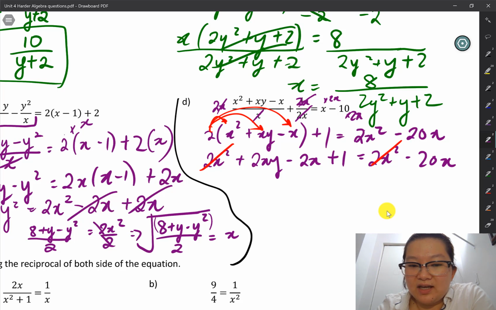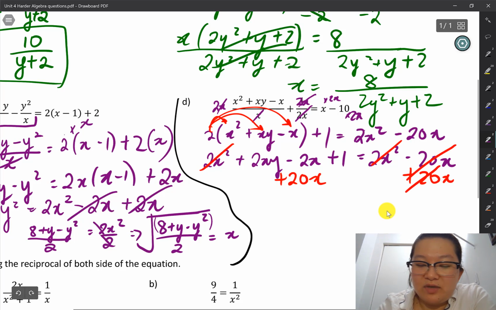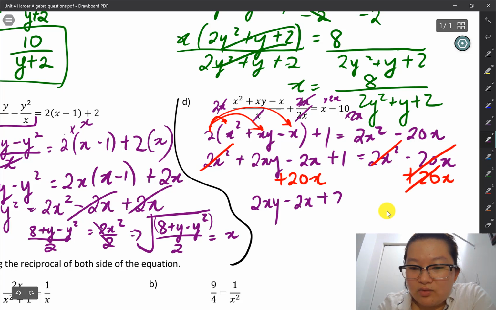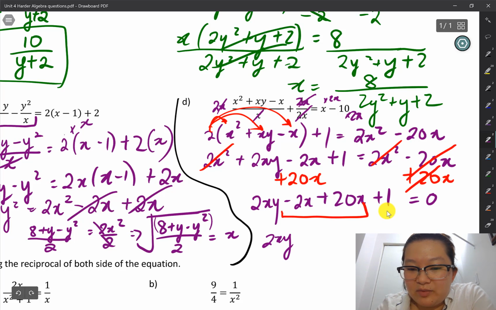Guess what? I'm going to move the x's all on one side of the equation. I'm going to add 20x over here. And you're right, that's going to mean I have 0 on the other side of the equation. That is okay. 2xy minus 2x plus 20x plus 1 is equal to 0. So now I'm going to combine these two over here, which is going to give me 2xy plus 18x plus 1 equals 0.